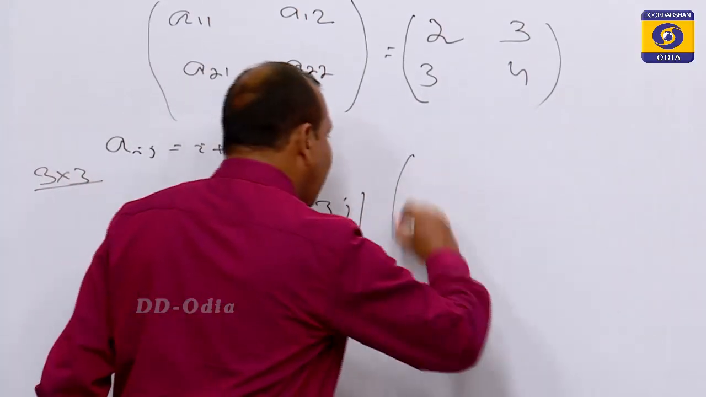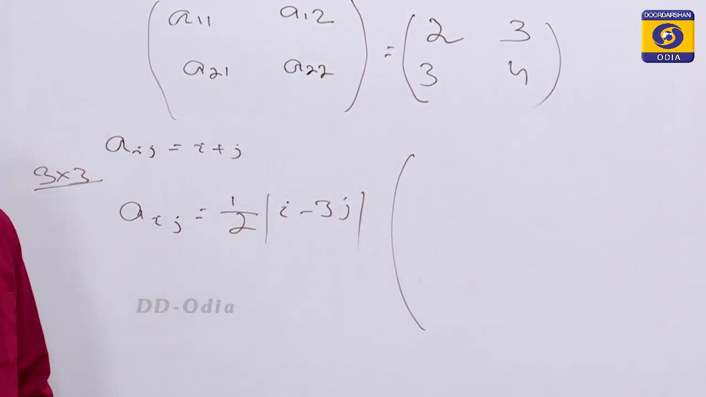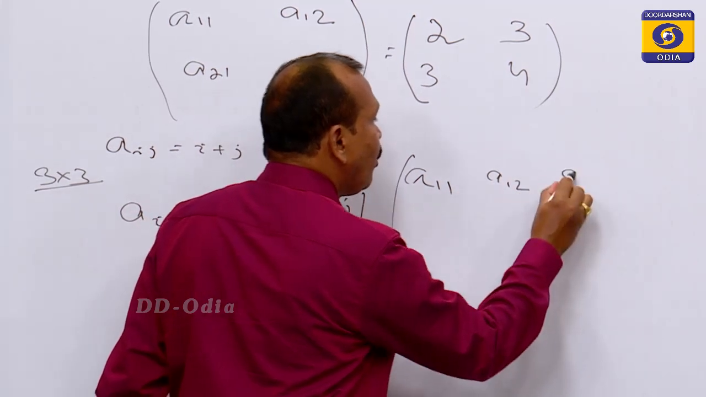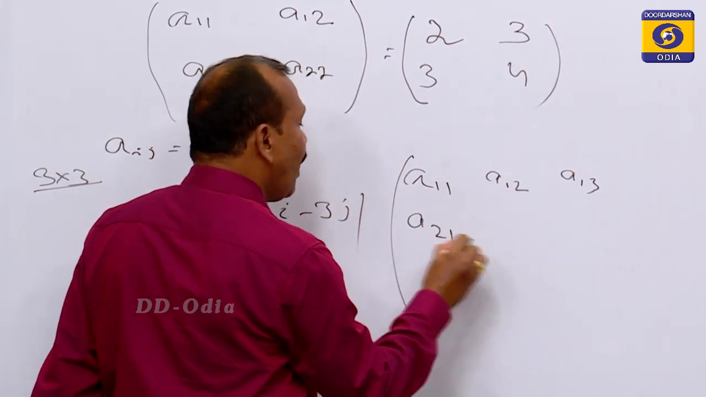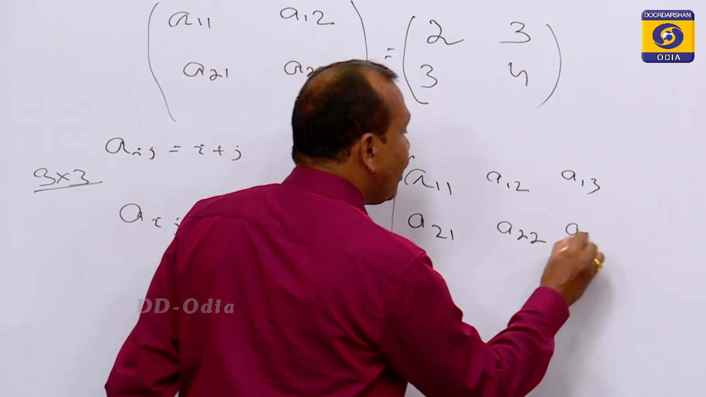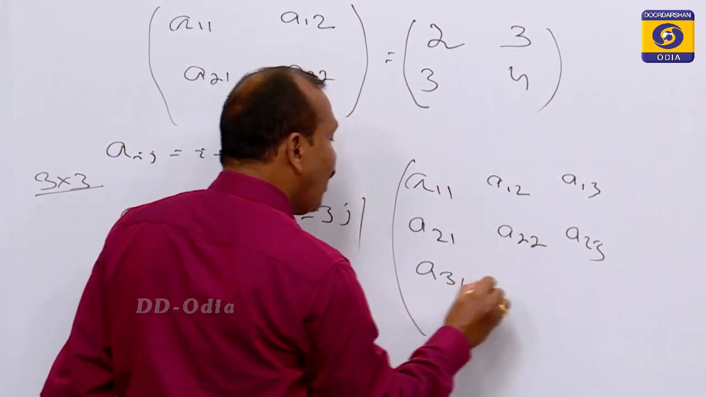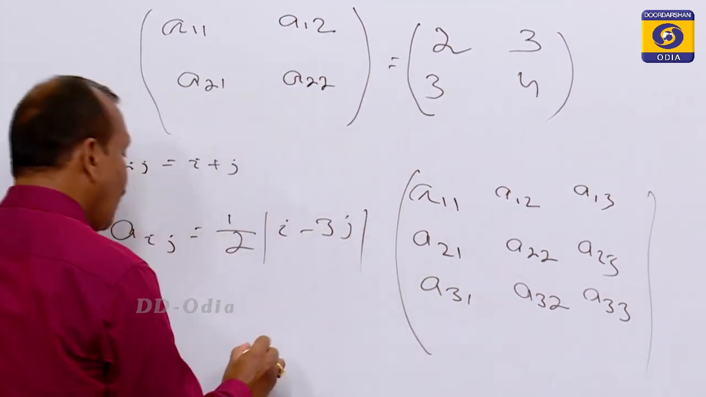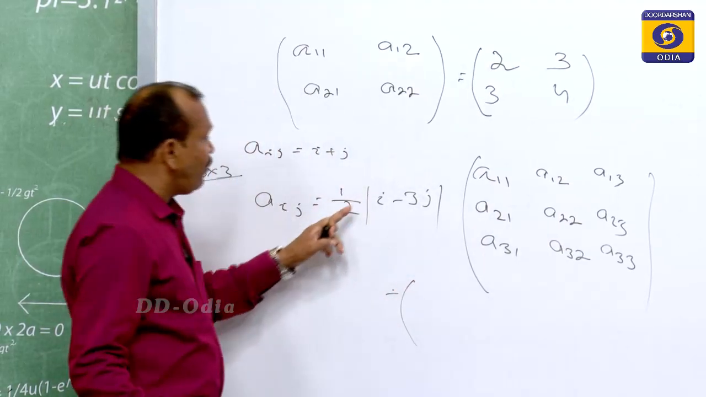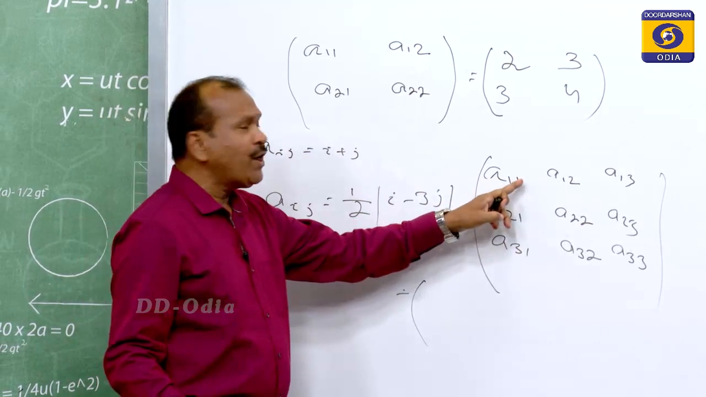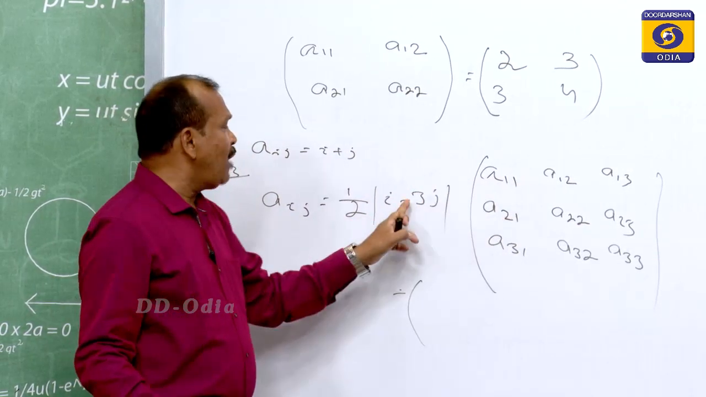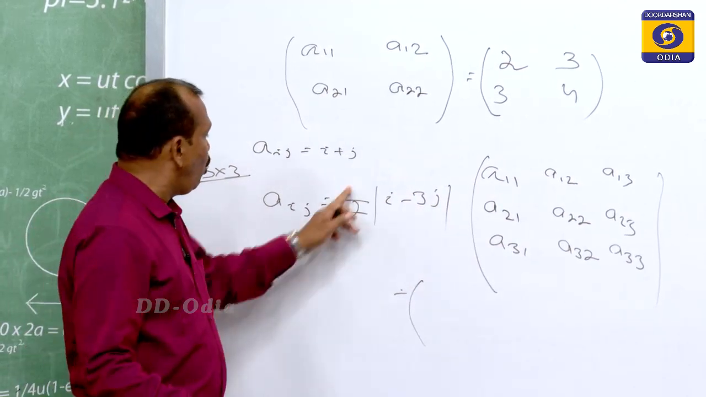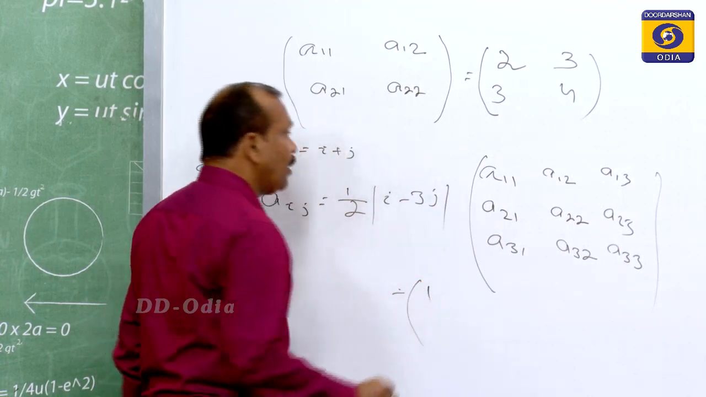First we construct a 3 cross 3 matrix in general form, that is A11, A12, A13, A21, A22, A23, A31, A32, A33, where Aij is equal to half modulus of i minus 3j. So A11 is 1 minus 3, which is minus 2. The mod becomes 2. 2 by 2 becomes 1.